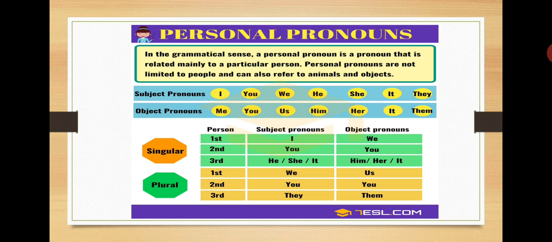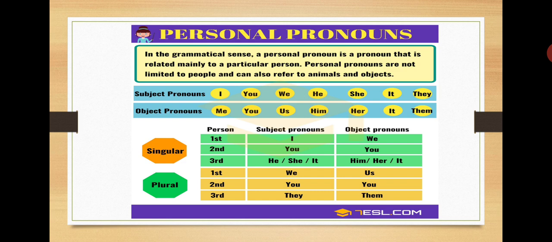So, pronouns I, we, you, he, she, it, they are used in the subject position in a sentence. Pronouns me, us, you, him, her, it, them are used in the object position in a sentence. Note that it and you are used both in the subject and object positions.